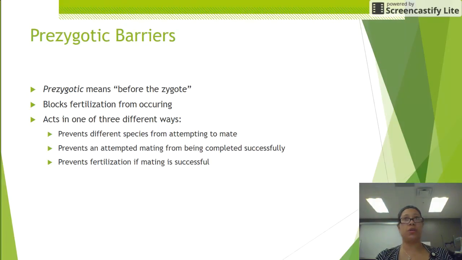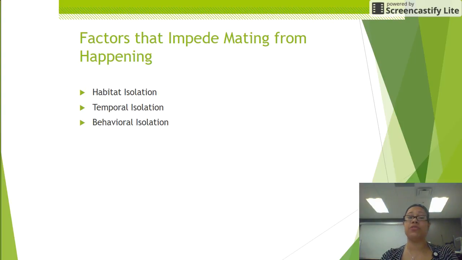One of these ways will prevent them from even attempting to mate. Another one, if they attempt, they won't be successful in mating. And the last one is if they successfully mate, there will be no fertilization. If we are blocking them from attempting to mate, there's 3 ways that this can happen. We can have habitat isolation, temporal isolation, or behavioral isolation.